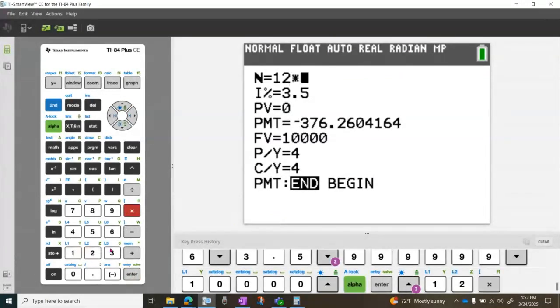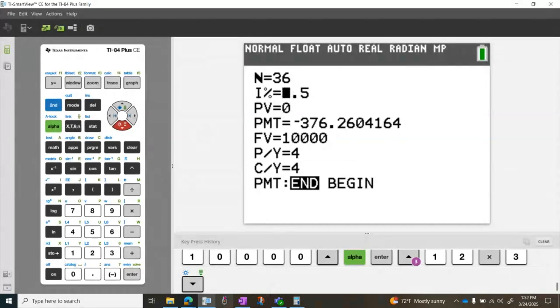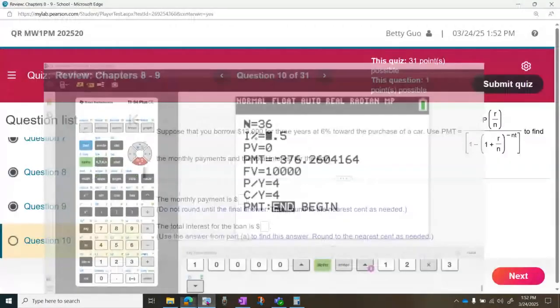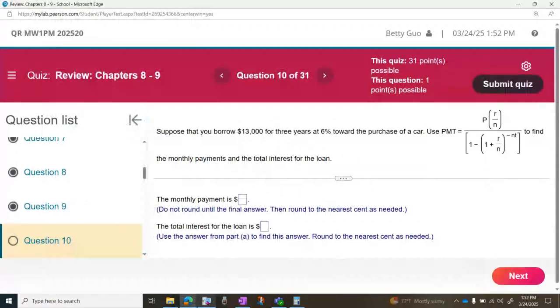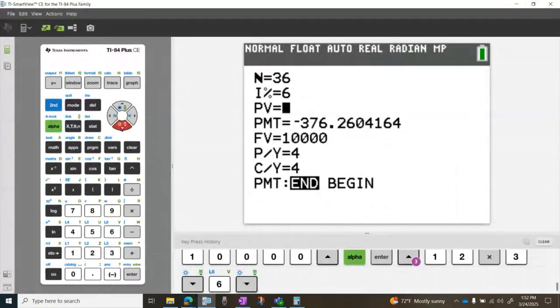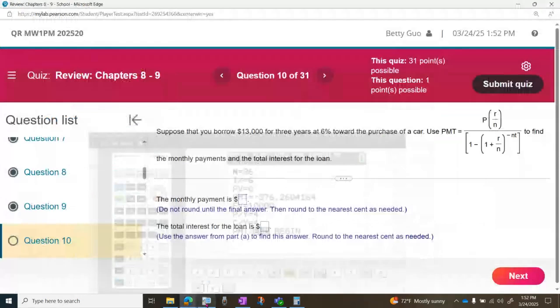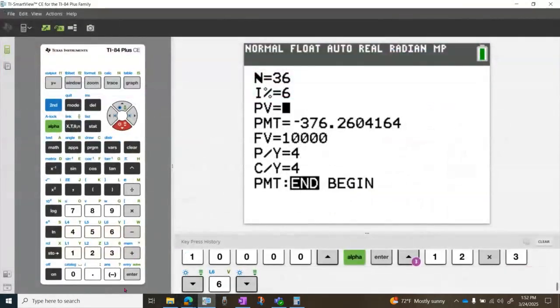Capital N, 12 times 3. You're going to pay back the loan over time by month. So 12 times a year for 3 years, so 36. You're expected to pay 36 times, right? Interest rate 6%. Okay, PV, guys. PV for a loan is the loan amount. It's the money the lender originally gives you, 13,000 in this case.